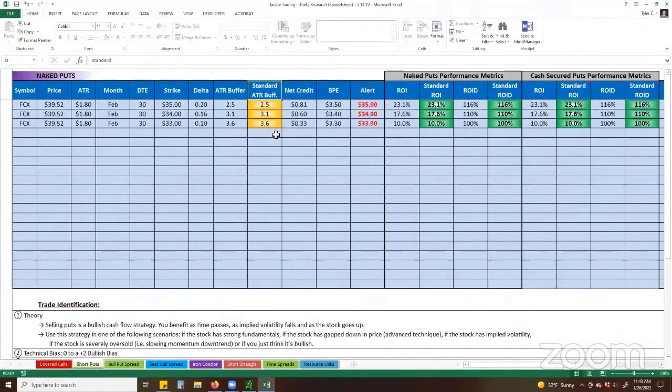When you're looking at the ATR, anything under 2 is a no-go on a 30-day number. You just need more range, and it's hard to justify at any point. If that standard ATR number is red, I don't care what the credit is. It's very hard to justify that because you're just not getting the range necessary to justify the probability.